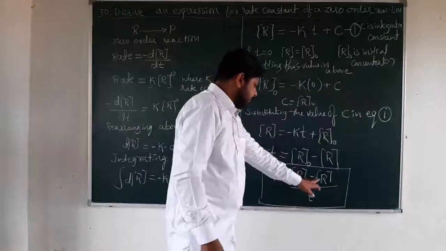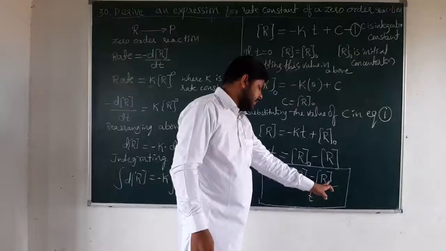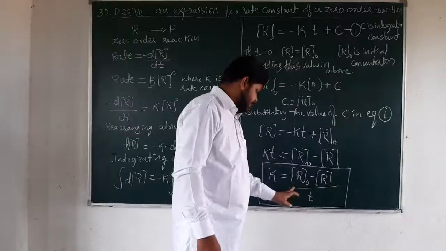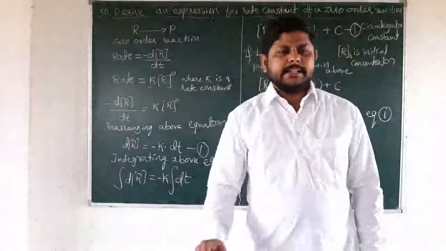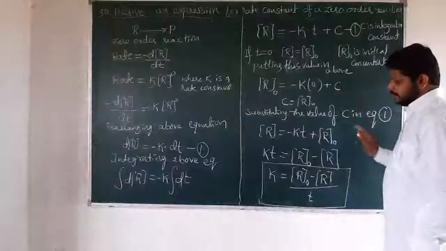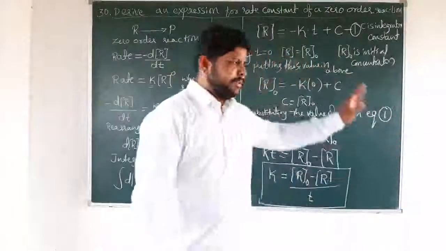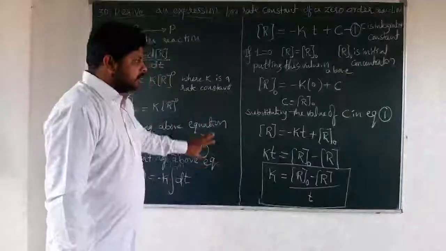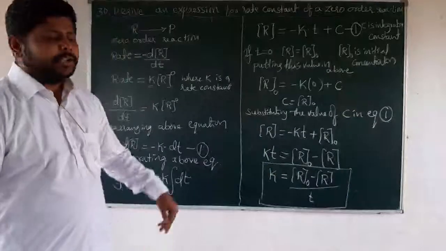K equals R naught minus R, where R naught is the initial concentration and R is the concentration of reactant at time t. This is the integrated rate equation, the rate expression for zero order. If you write all of this, you may get 3 marks if the question is for a zero order reaction. So note this down and practice it. This will be helpful for you.